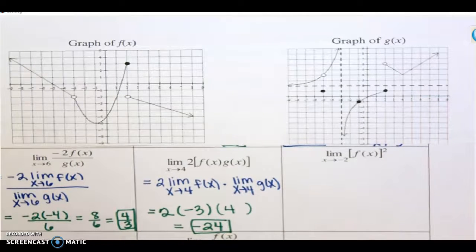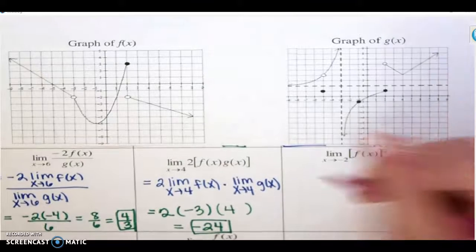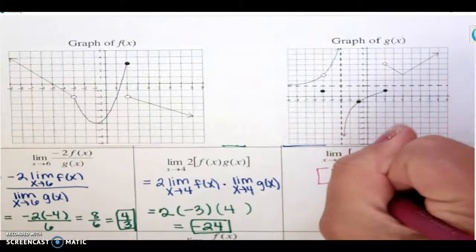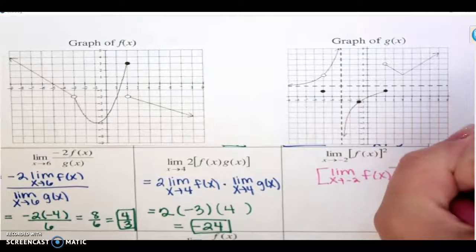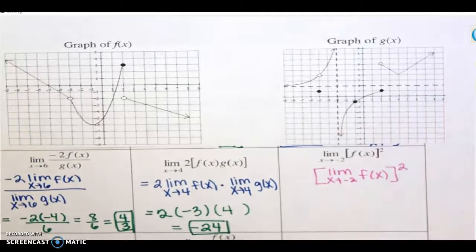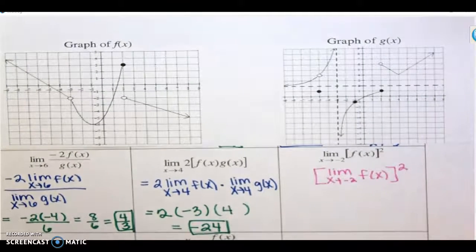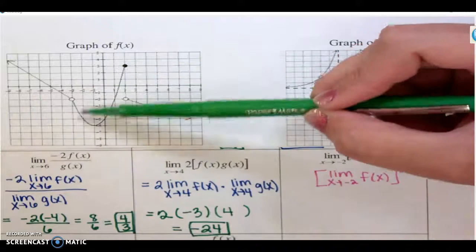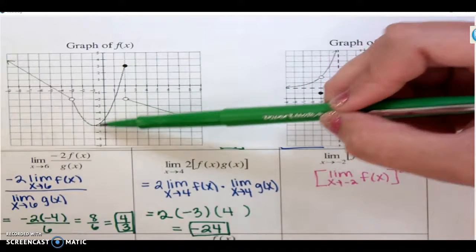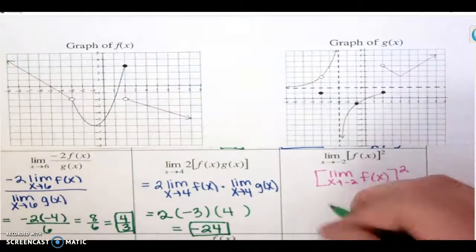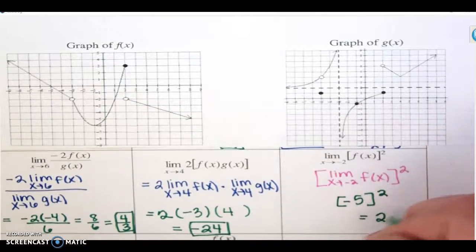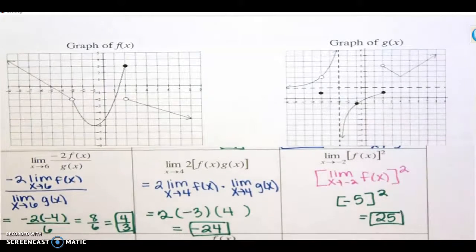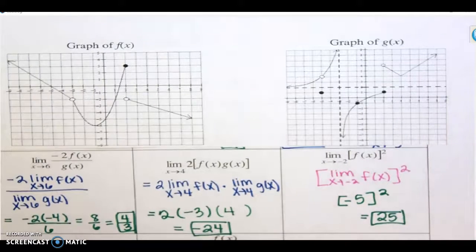And then for the next one, we have this exponent. So remember with exponents, you can rewrite it as the whole limit raised to that exponent. So we just need to find the limit as x approaches -2 on f of x. So here's -2. As you come in from the left and the right, they both approach -5. So this is the same thing as saying -5 squared, which is going to give us 25.